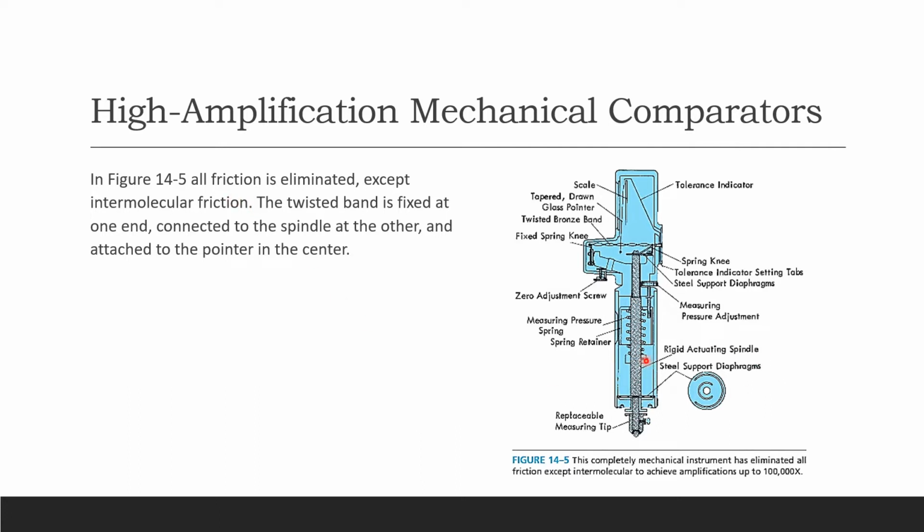So here in this picture, we're getting rid of friction. All friction is eliminated except for the intermolecular frictions, very minute friction inside. And the twisted band is fixed at one end and connected to the spindle at the other end, and attached to the pointer in the center. Just trying to tell you how we design high amplification comparators so that we can enhance the precision of this instrument.